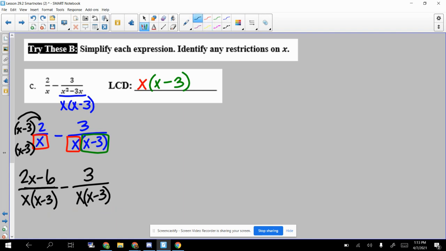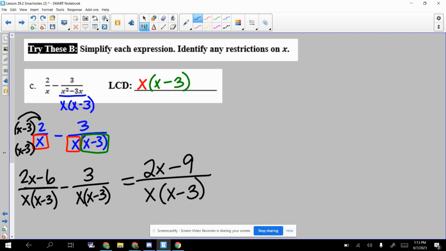So now your next step is to work in the numerator. Remember, your denominator always stays the same now. We're not going to change that. And now we're going to have 2x minus, there are no other x values, so we write that as 2x. And then negative 6 minus 3 is negative 9.